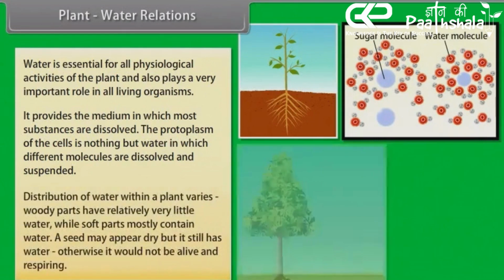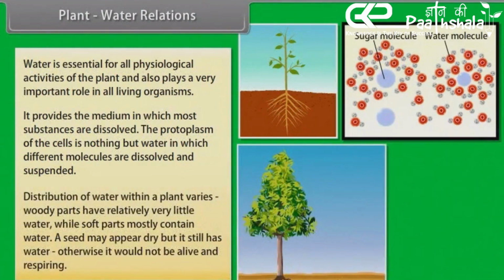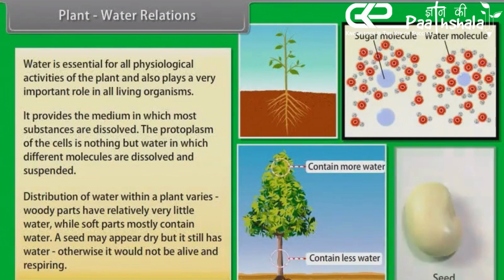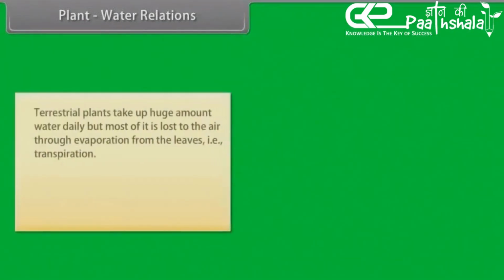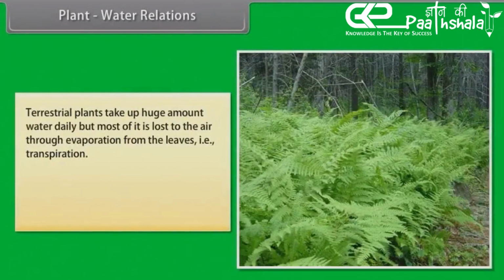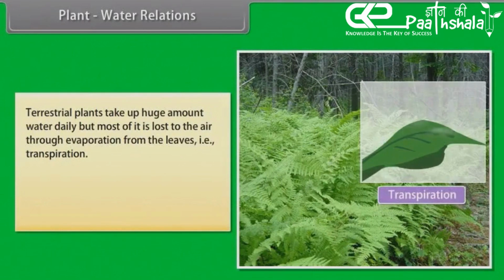Of course, distribution of water within a plant varies. Woody parts have relatively very little water, while soft parts mostly contain water. A seed may appear dry, but it still has water. Otherwise, it would not be alive and respiring. Terrestrial plants take up a huge amount of water daily, but most of it is lost to the air through evaporation from the leaves, which is termed transpiration.